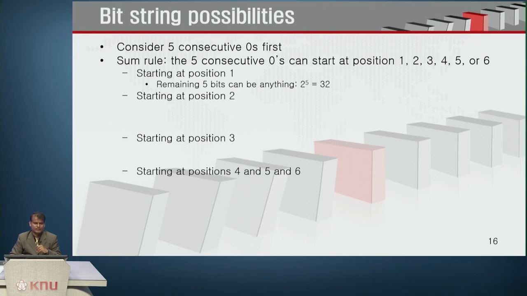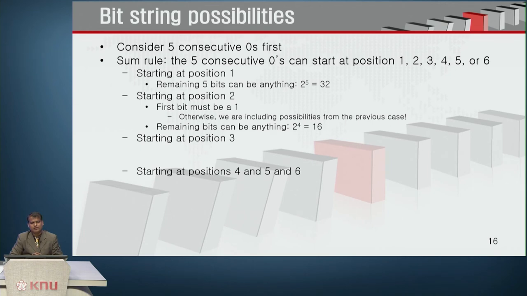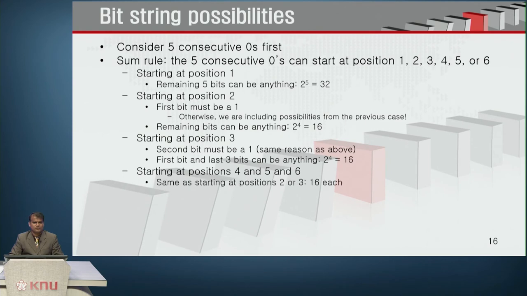Because here we are considering 5 consecutive zeros first. And again, the first bit must be 1, otherwise we would include the possibilities of the previous case. In this example, the remaining bits can be anything, like 2 power 4, which is 16. So starting at position 2, the first bit must be 1. And again, starting at position 3, the first bit must be 1. Starting at positions 4 and 5 is the same as starting at position 3 or 2. So we have 16 each. You can go along and check it out: 32 plus 16 plus 16 plus 16 and so on.